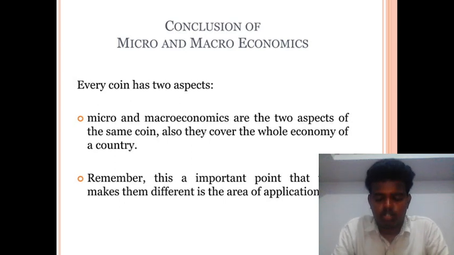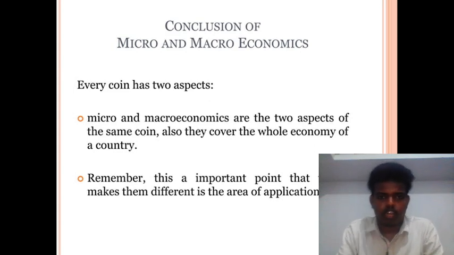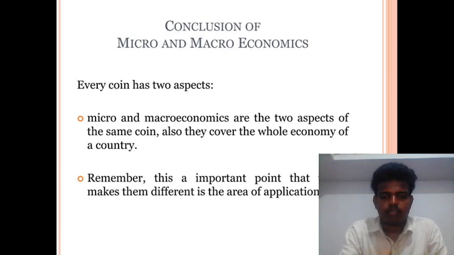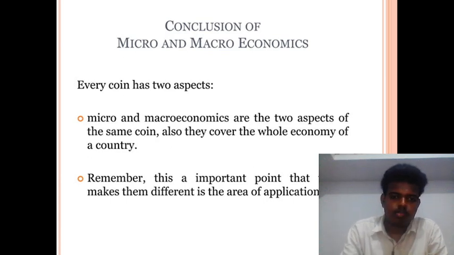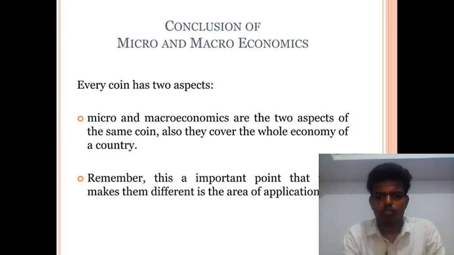Here we come to the conclusion. Micro and macro are two aspects of the same coin, and together they cover the whole economy of the country. Microeconomics: the name itself indicates small. It is about individual groups like households, used by people and businesses to set prices and levels of supply, and it uses the bottom-up approach.